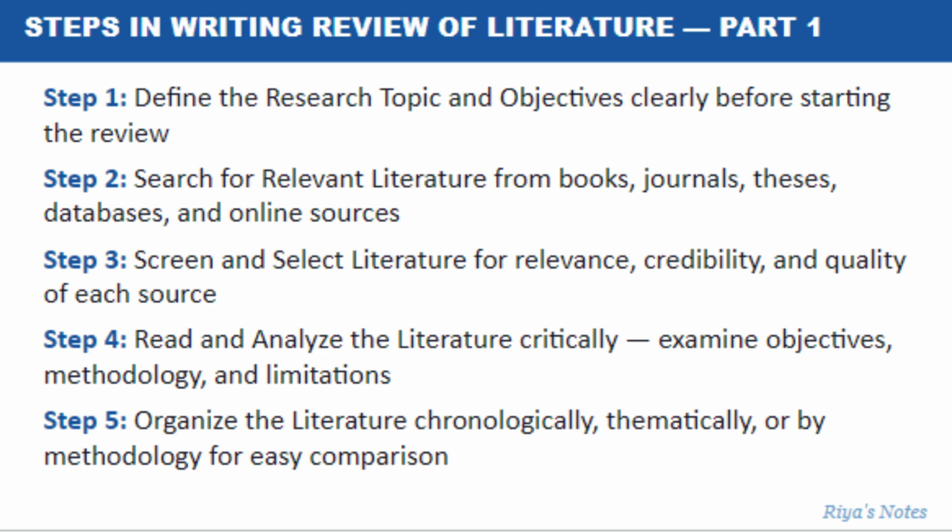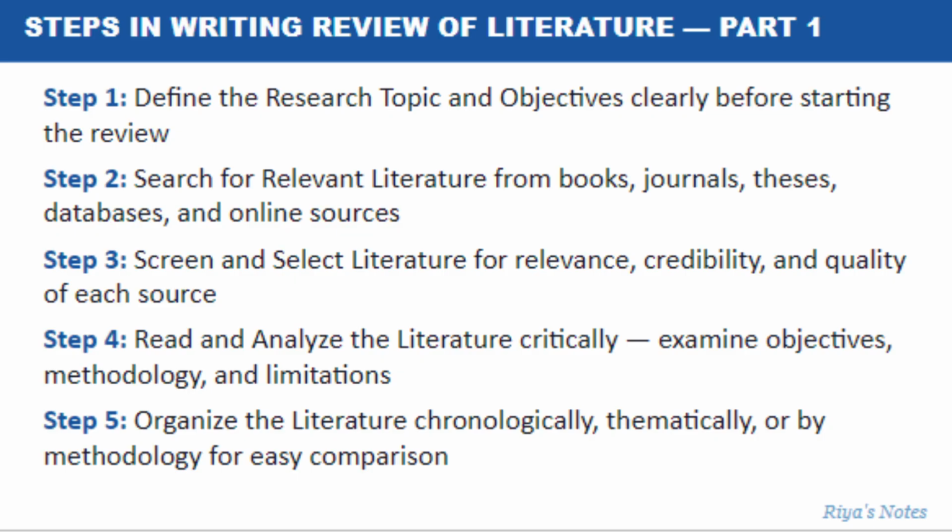Steps in writing review of literature, Part 1. Step 1. Define the research topic and objectives clearly before starting the review. Step 2. Search for relevant literature from books, journals, theses, databases, and online sources. Step 3. Screen and select literature for relevance, credibility, and quality of each source.